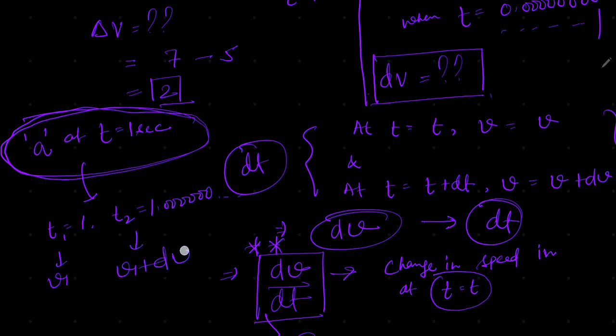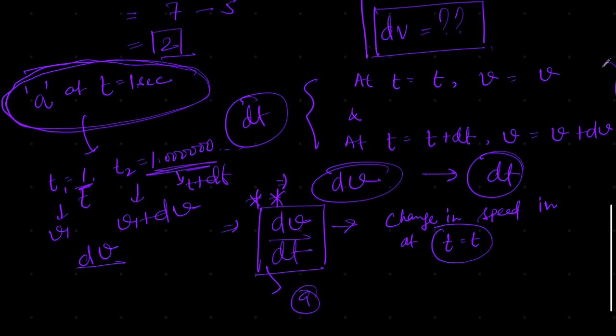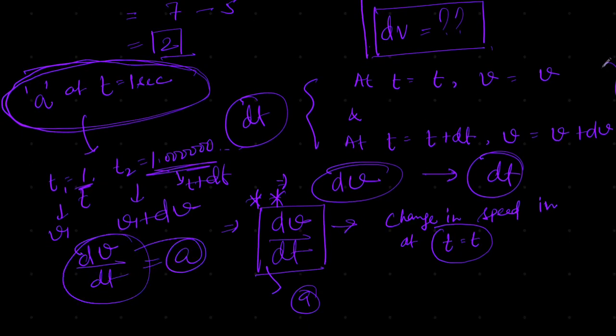At t1 you will have v1, and at t2 you have v1 plus dv. Now you subtract, and it will come as dv. If this time is t and the other time is t plus dt, you can say it is dv upon dt, and this dv by dt is basically the acceleration at t equals 1, which means you have to calculate with a very, very small change in the time.